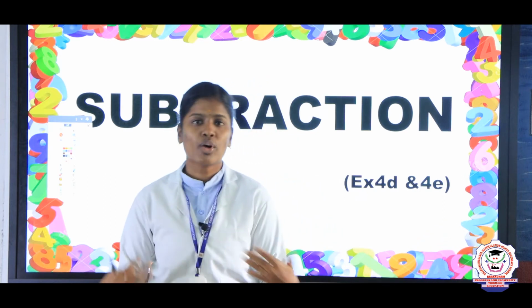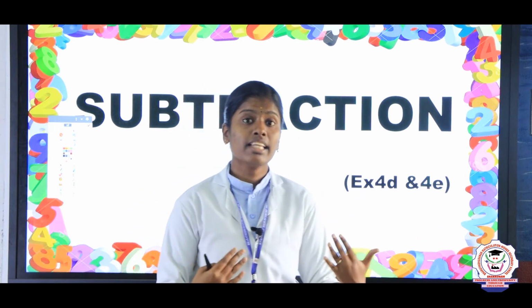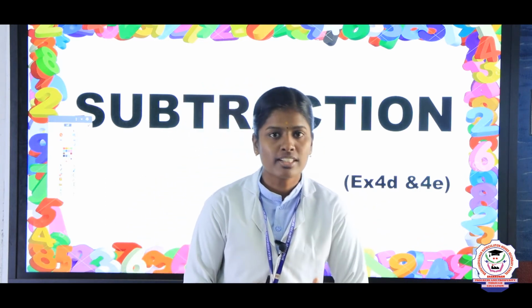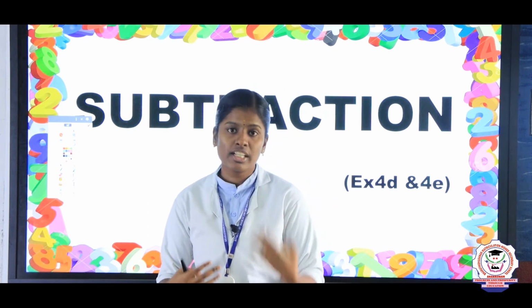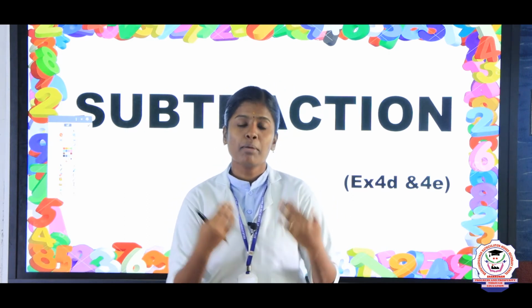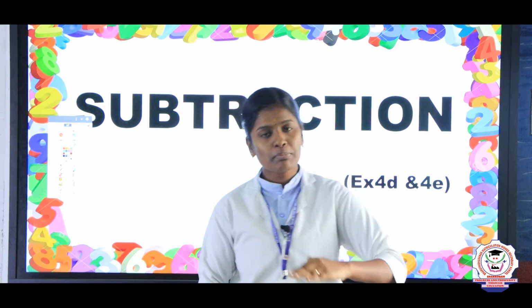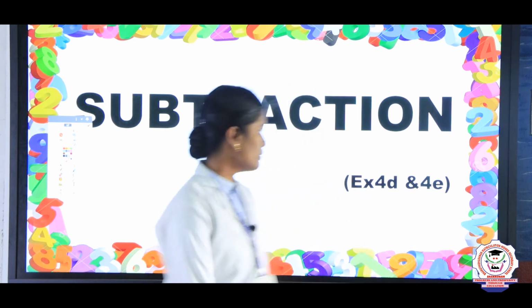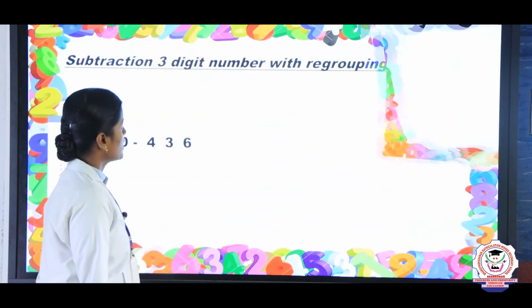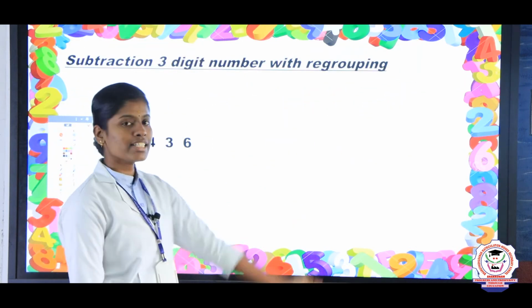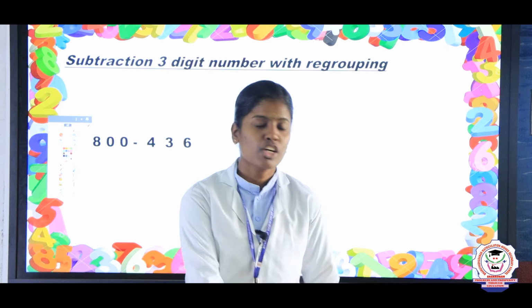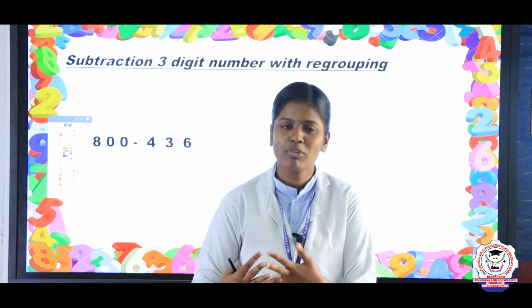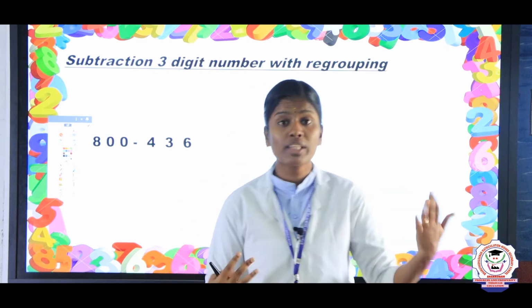We saw all this in the last session, and then we saw alternative methods. We saw 4 methods in the last session: by breaking one number, by breaking both numbers, and multiples of 10 and multiples of 100. Today we are going to see subtraction of a 3-digit number with regrouping. Before going to with regrouping, I am going to tell what is without regrouping.